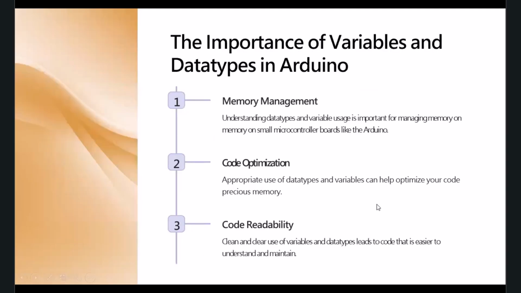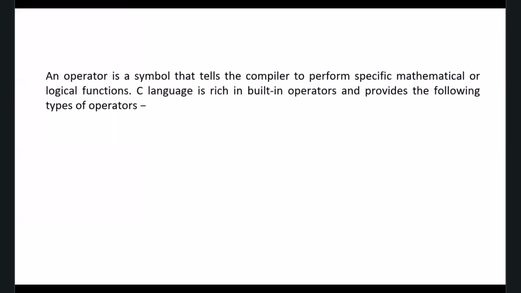Now we'll talk about the importance of variables and data types in Arduino. Variables are very, very important because they help us in our program to manage the memory. They help us with code optimization and they help us with code readability. So these are the importance. Because of that, we need to learn about variables and we need to declare variables in our programs.